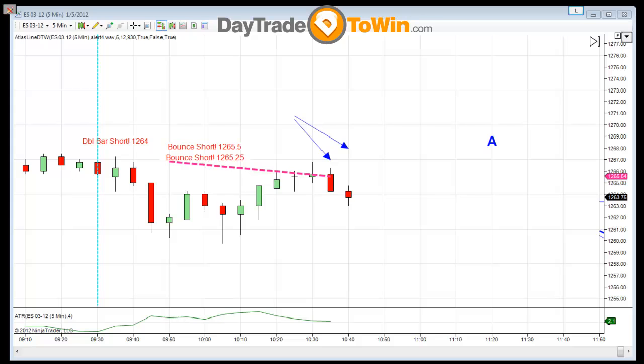But the bias would be, if price is below the Atlas line, I want to take short trades. If we're below, I want to take short. If we're above, I want to take long trades. Okay? Okay, you're welcome. Alright?